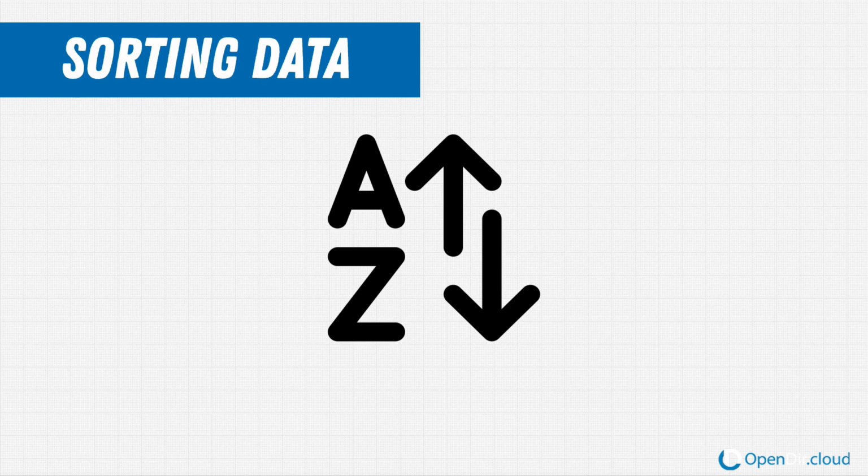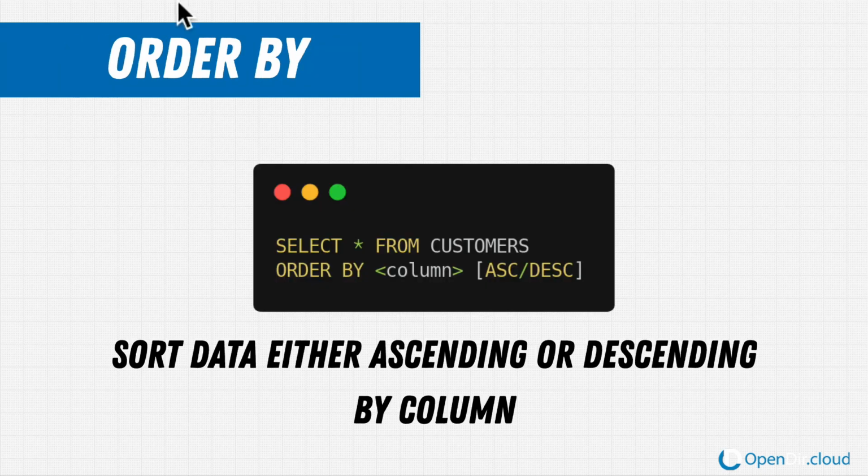So how do we go about sorting data? How do we go about sorting certain columns and certain data in certain ways? Well, here is a new keyword, order by. This is a new thing that we add to our query. We had select, we had from, we had where, and now we have order by. Sorting data either in an ascending or descending fashion by column.